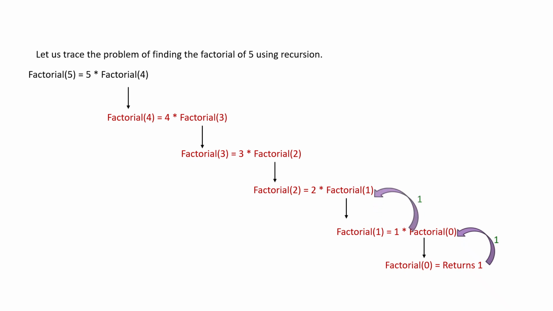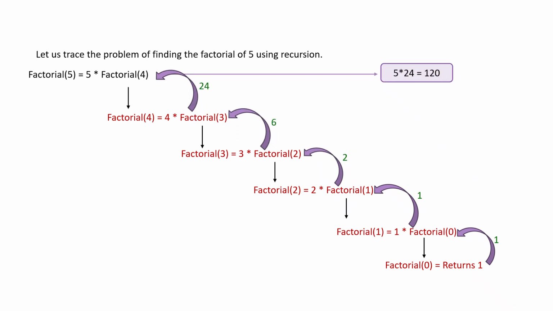Once we reach this base case, the function no longer calls itself. Now the results start returning back up the chain. Factorial 1 returns 1. Factorial 2 becomes 2 times 1 equals 2. Factorial 3 becomes 3 times 2 equals 6. Factorial 4 becomes 4 times 6 equals 24. And finally, factorial 5 becomes 5 times 24 equals 120. This step-by-step breakdown shows how recursion breaks a big problem into smaller parts and then combines the results to get the final answer.